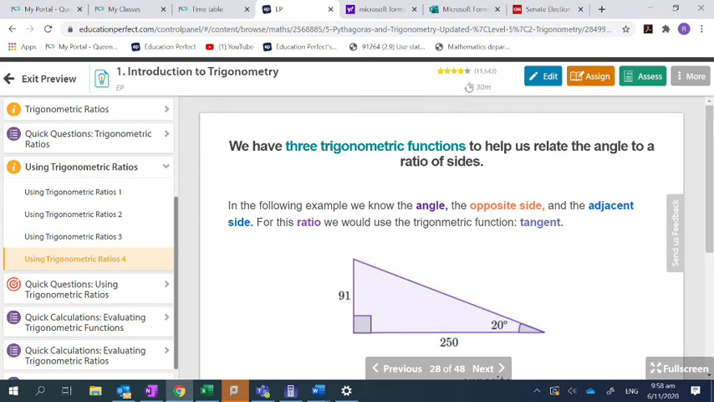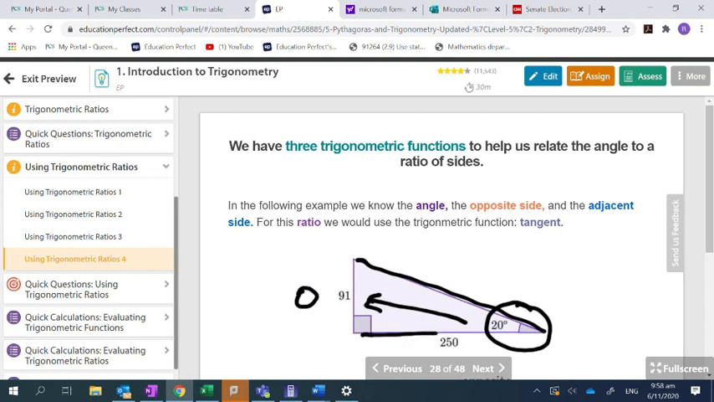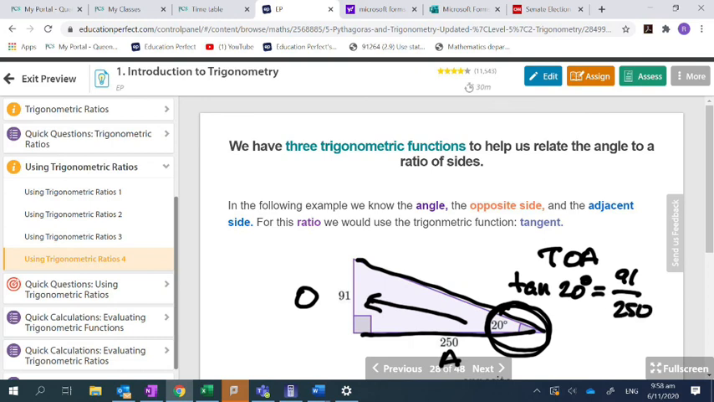What's my angle? 20 degrees. This long side is the hypotenuse, but I don't know that value, so I'm not going to use the hypotenuse this time. I do know the one straight across from it, the opposite, and the one right next to it, the adjacent. So I have TOA. That's the tangent of 20 degrees, not just 20, is opposite over adjacent, so the opposite is 91 over 250.